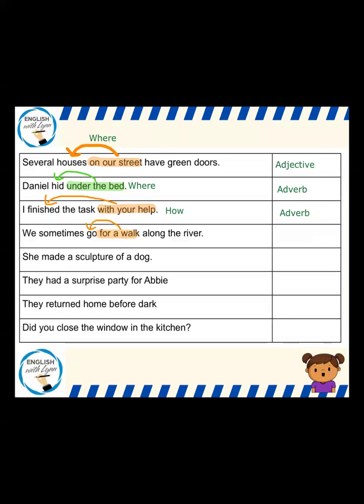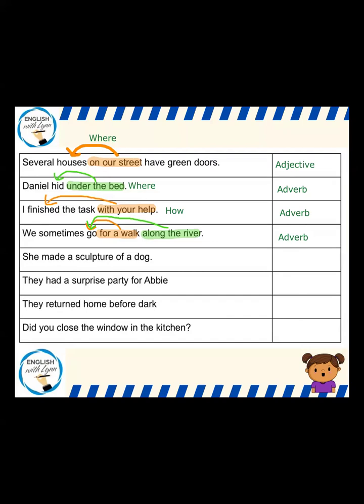Now, I go for a walk along the river. The along the river is a separate prepositional phrase, but it is still telling me where they are going. Okay, so it's still linked to where they're going, and because go is a verb, this is acting as an adverb.